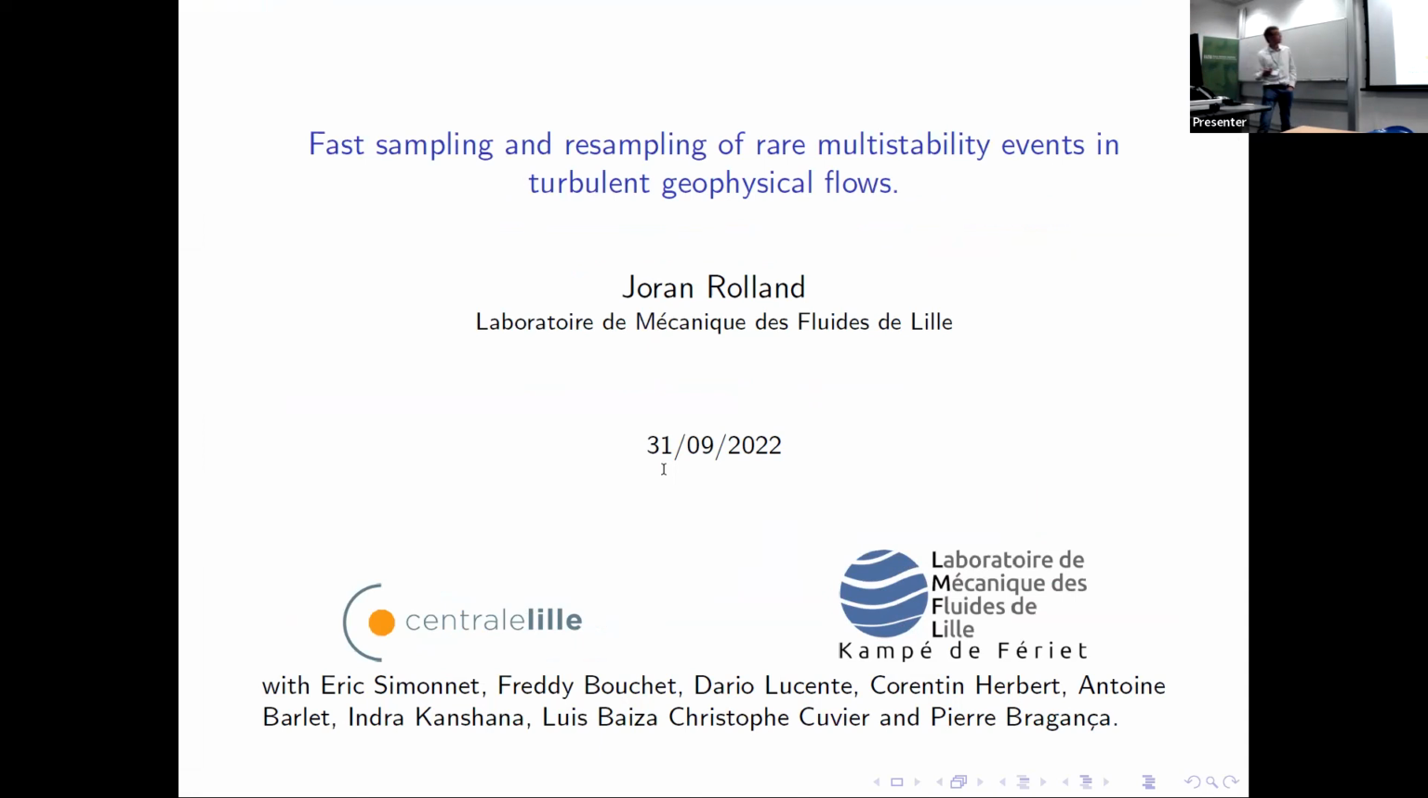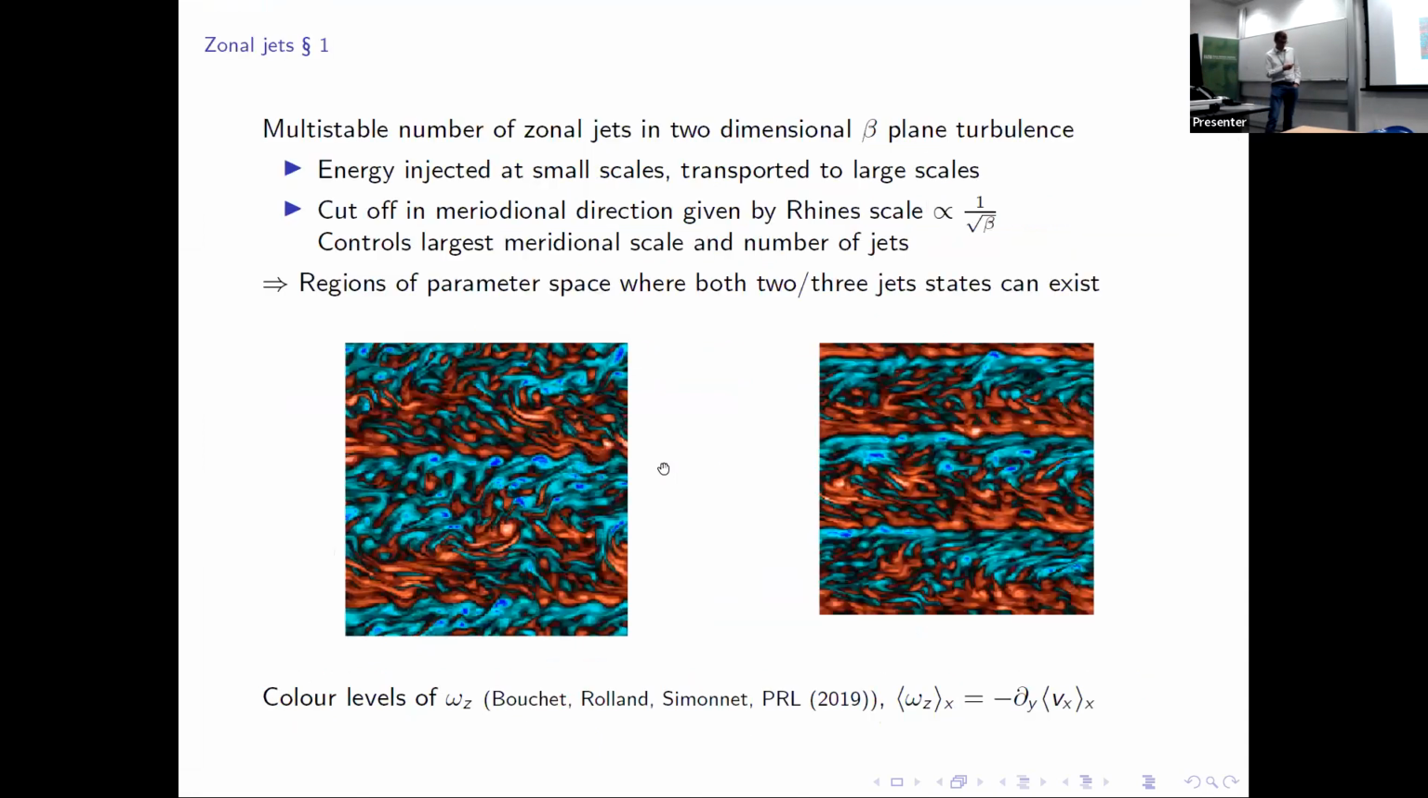The first kind of flow is the case of 2D turbulence, so in a plane, where you add differential rotation, so in a so-called beta plane. So you have the beta parameter that controls this, and it's 2D turbulence. You inject energy at small scales, and one way or another, it's transported to large scales.